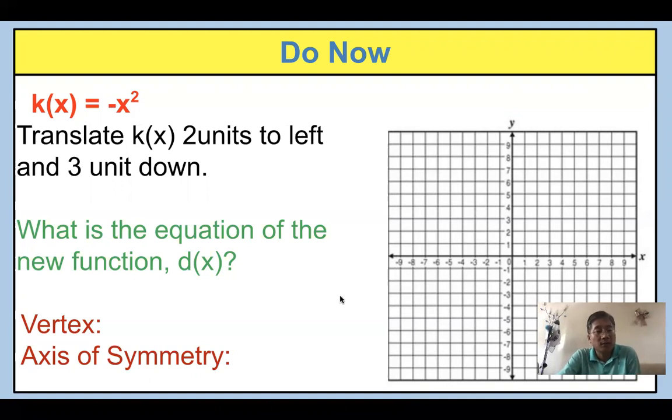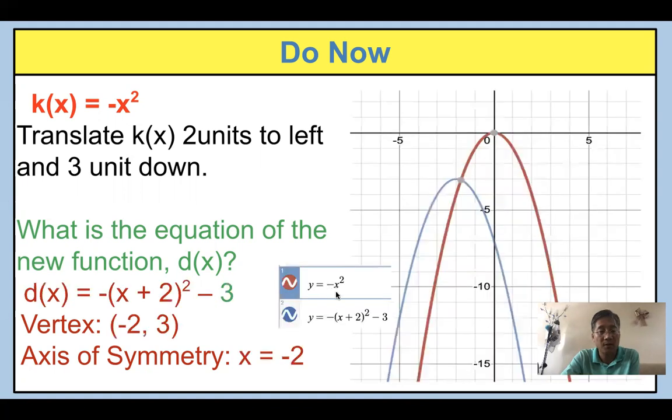All right, let's do it together. If you move 2 units to the left, do you remember x is the opposite, y is the same? If you remember that, it might be very simple. So x is opposite, but when you go to the left, x is negative 2 units. Then what do you do? Opposite, you add 2. So x becomes x plus 2. And outside of the function, 3 units down, minus 3.